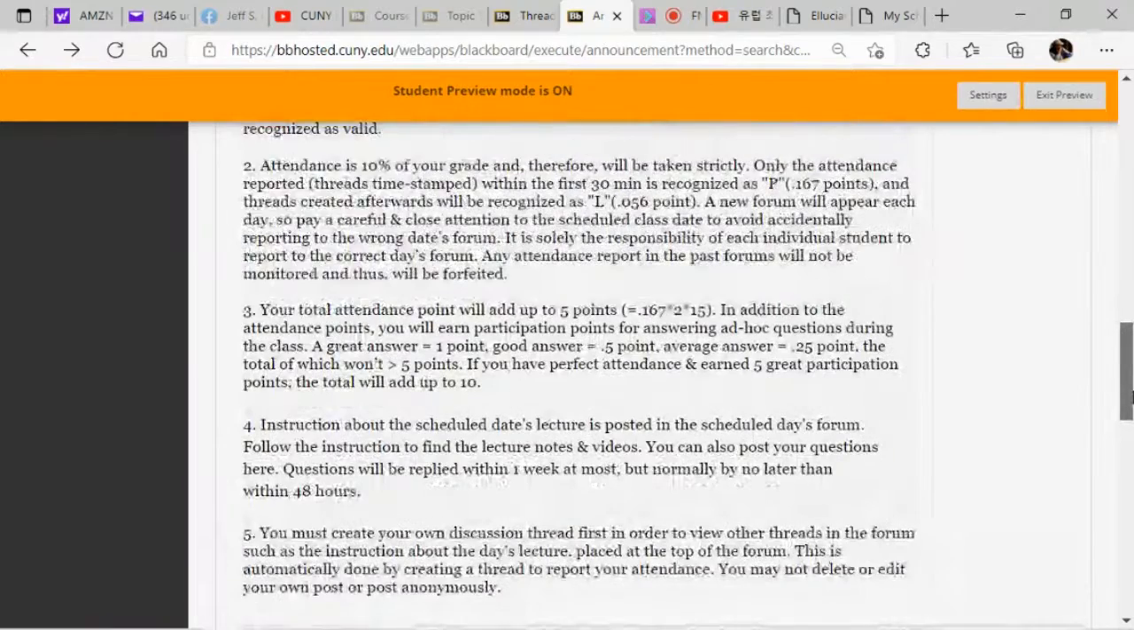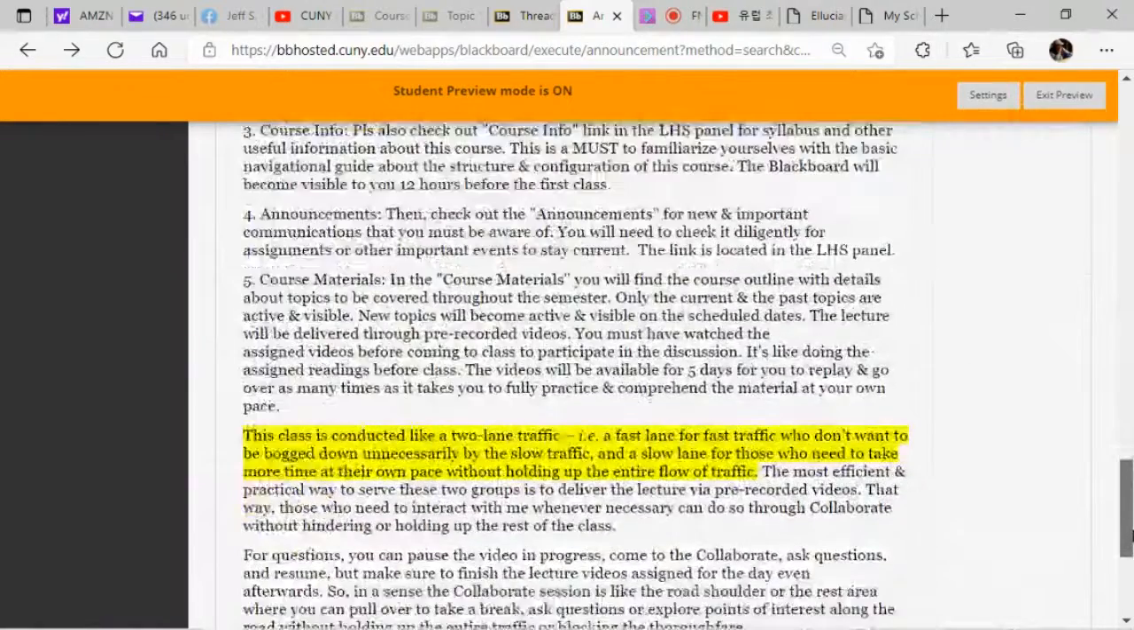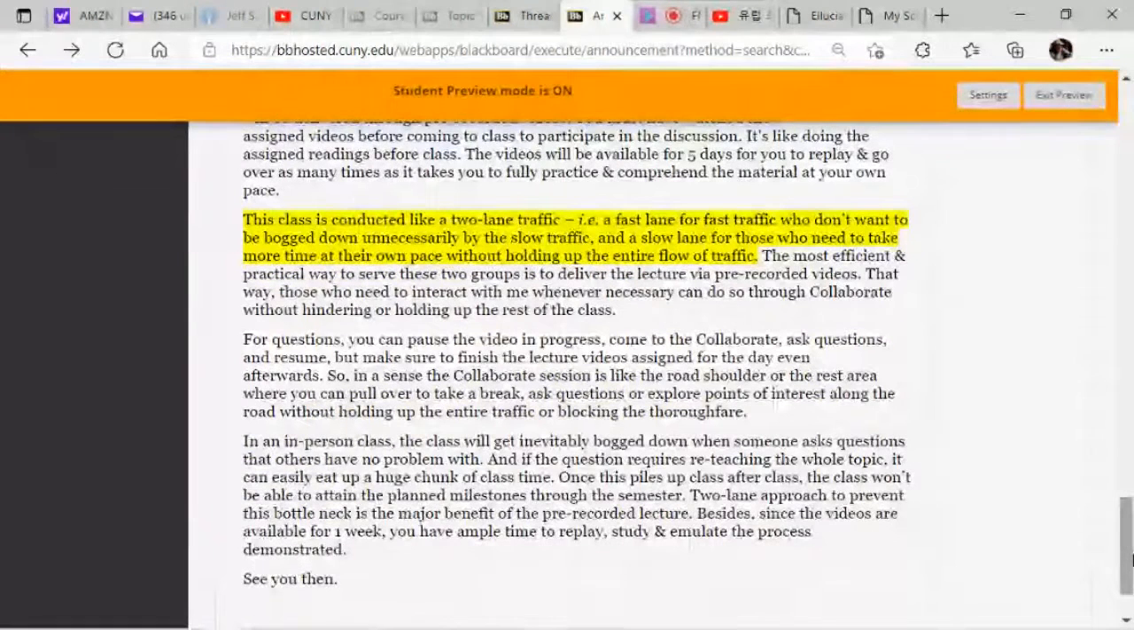Okay, so again, I explained in my welcome message that this class is conducted like 2-lane traffic, right? So that fast-moving vehicles don't need to be bogged down by slow-moving vehicles. If there's only a single lane and someone moving slowly is blocking you in front of you, this is a public nuisance, right? There are people who drive very slowly in the fast lane, although there are two lanes. If it is a single lane, it's inevitable.